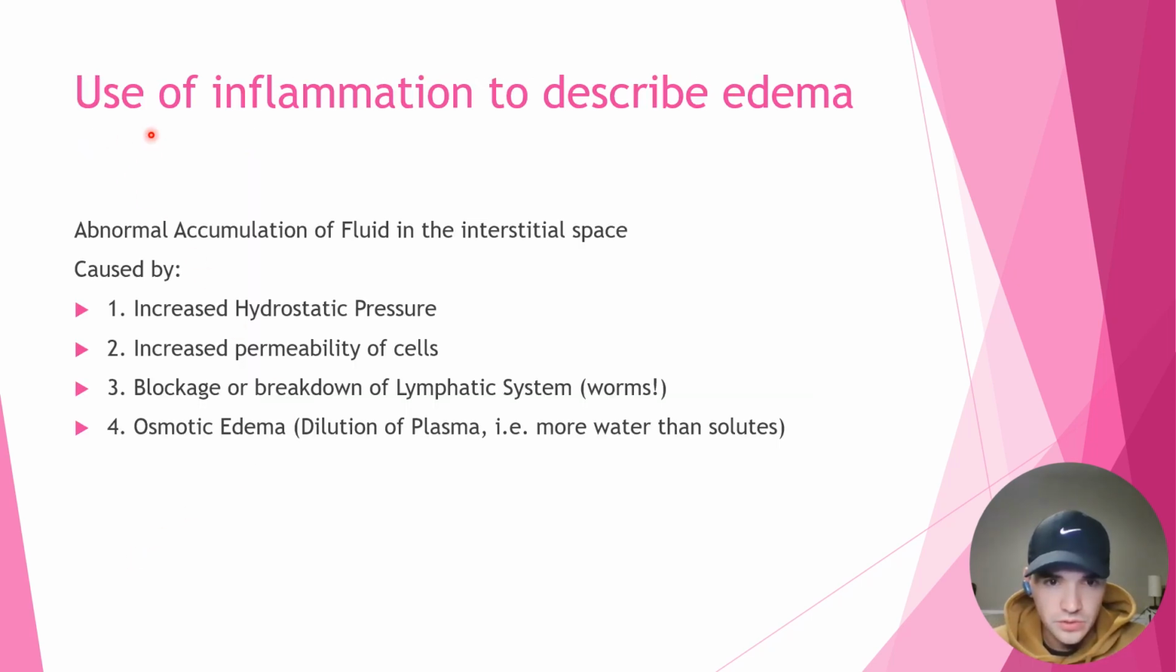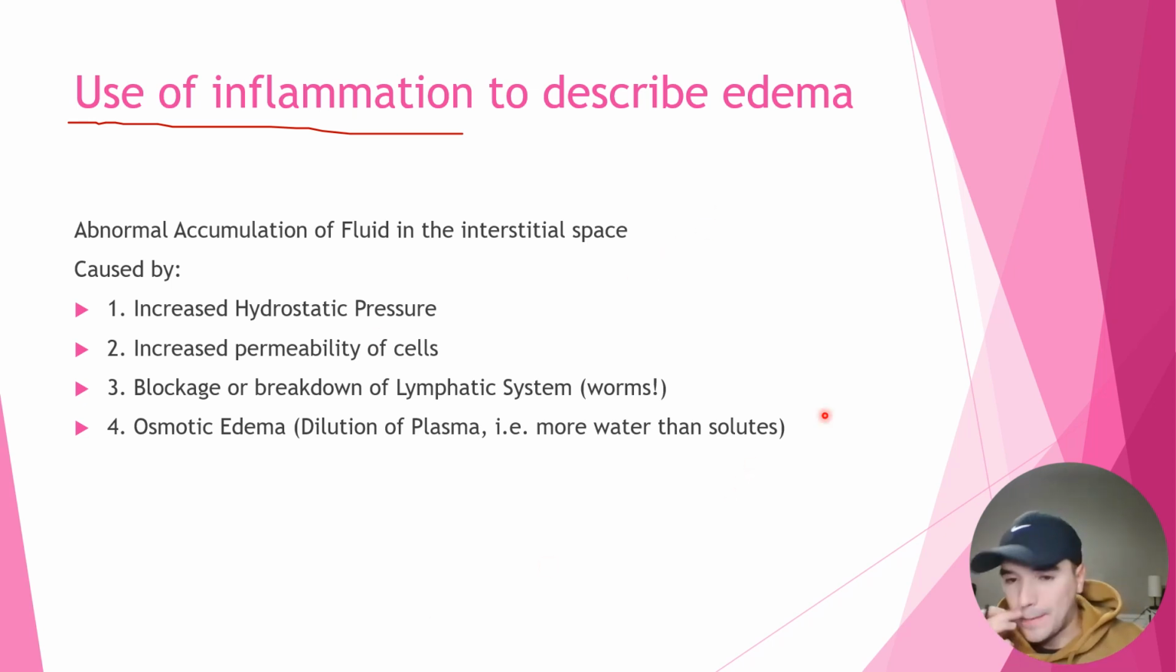All right. So, use of inflammation to describe edema. When I say use of inflammation, we're just going to use that as an example to describe edema. Abnormal accumulation of fluid in the interstitial space is the definition of edema. Going back and looking at that capillary chart, if you have too much buildup in that space, this is called edema.